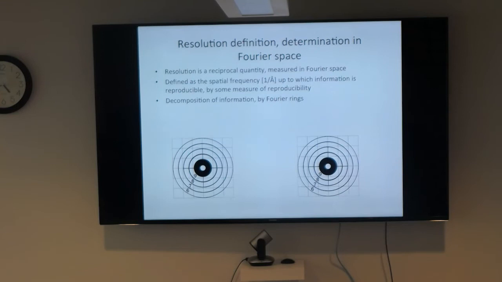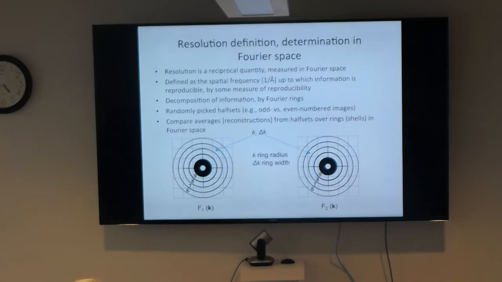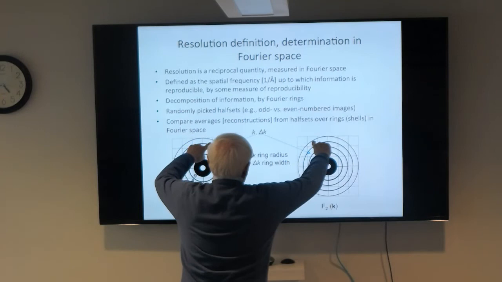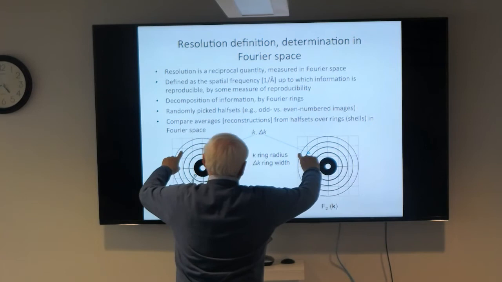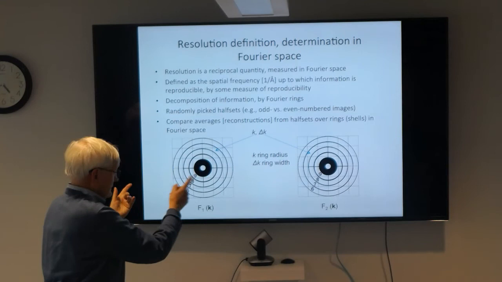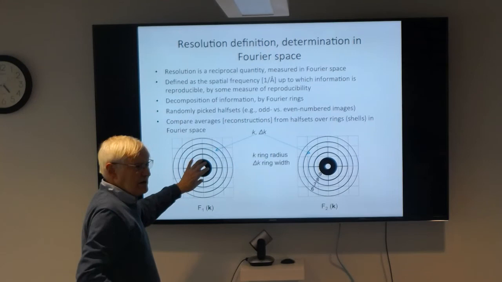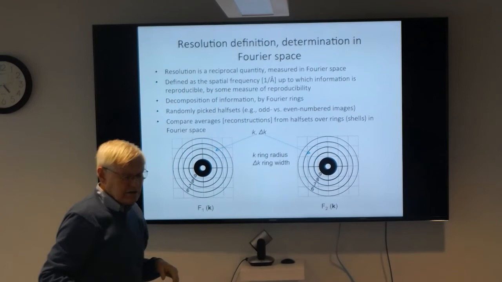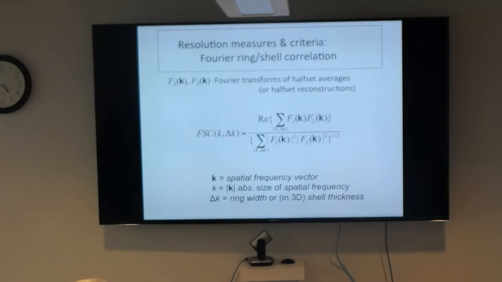And it is defined as the spatial frequency up to which the information is reproducible by some measure of reproducibility. So we decompose the information into rings, or in three dimensions into shells, and then we look at the total, we essentially form a cross sum over all individual terms along this entire ring. And that cross sum tells us to what extent these rings are in agreement. And typically you have very good agreement in the middle, and then you get less and less agreement toward the end. And this is the so-called Fourier ring correlation or Fourier shell correlation. Okay, so you probably have seen this definition before.